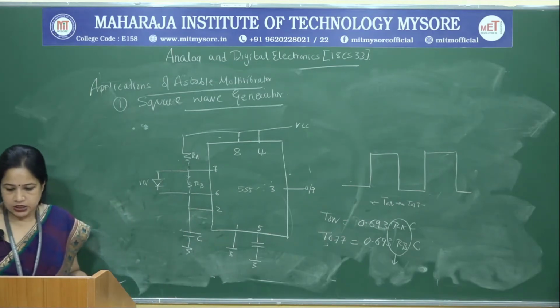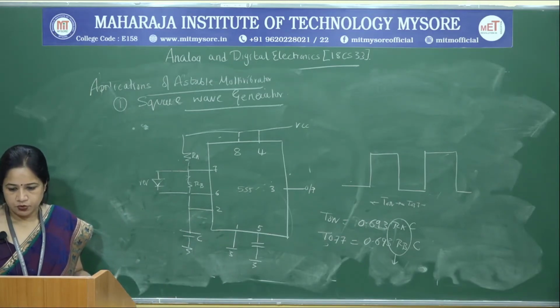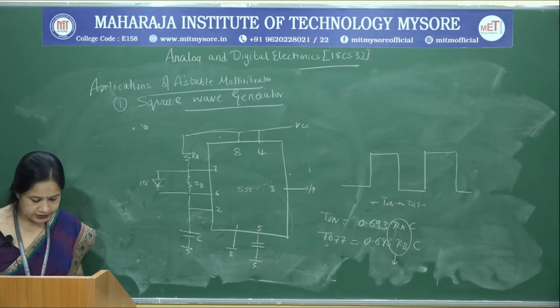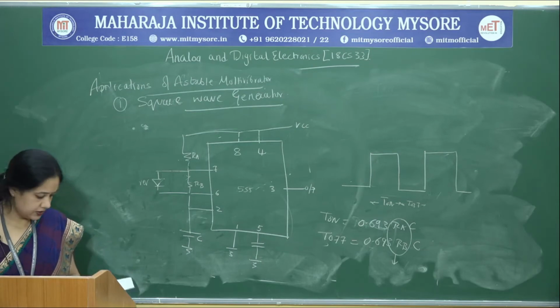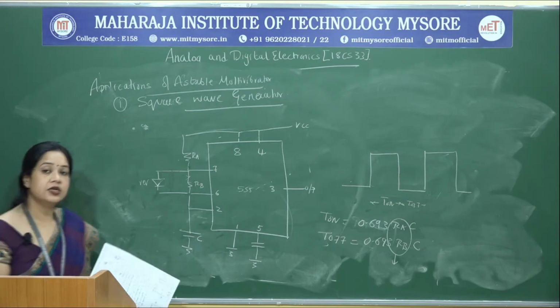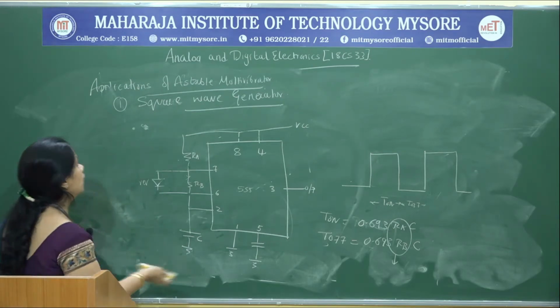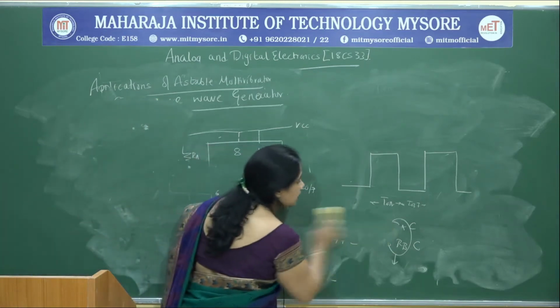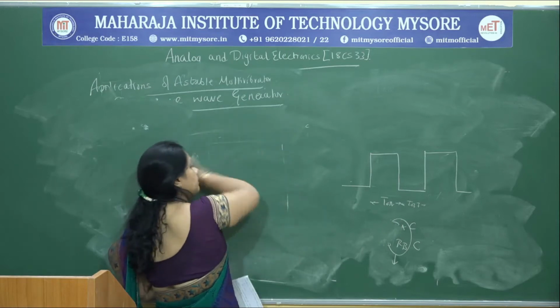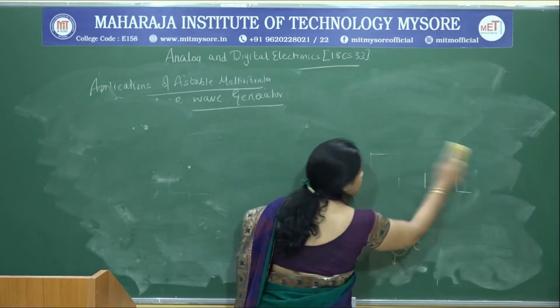So, with this we will take up the next application, one more application of your 555 timer, that is use of the 555 timer as a Schmitt trigger. So, you are aware what a Schmitt trigger is. A Schmitt trigger is a circuit which converts any irregularly shaped waveform into a square waveform.